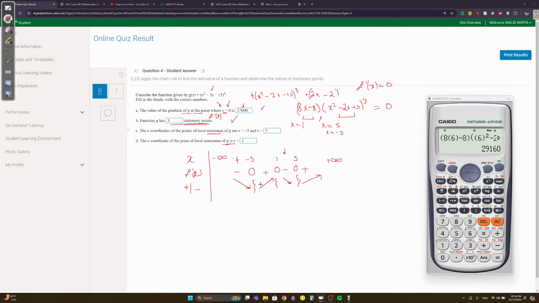When you get this table of sign, you're going to see minus 3 is a minimum. Why is it a minimum? Because it's a low point. 1 is a maximum because it's a high point. 5 is a minimum because it's a low point. So minus 3 and 5 are our minimums, and 1 is my maximum.